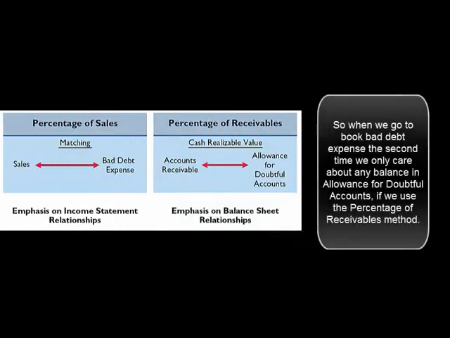When it comes time to set our bad debt expense a second time, if we use percentage of sales to estimate it in the first place, we don't care about any balance that's hanging out in allowance for doubtful accounts. But if we used our percentage of receivables method, we do care about that allowance for doubtful accounts, and we take that existing balance into account when it comes time to reset.